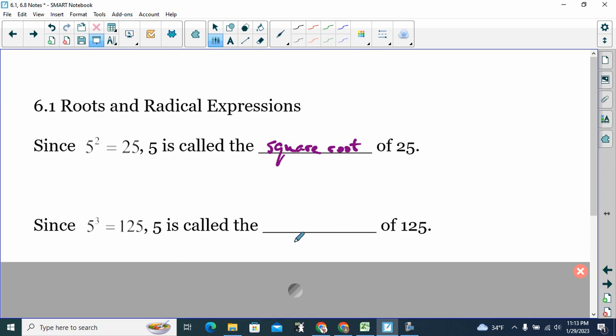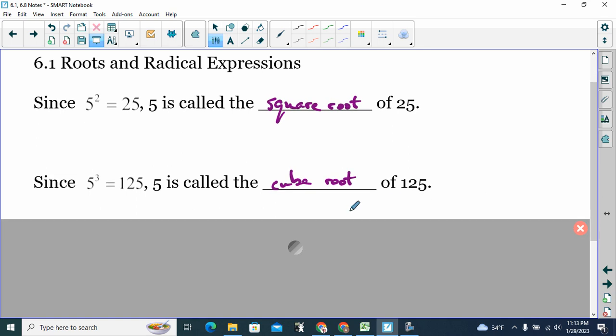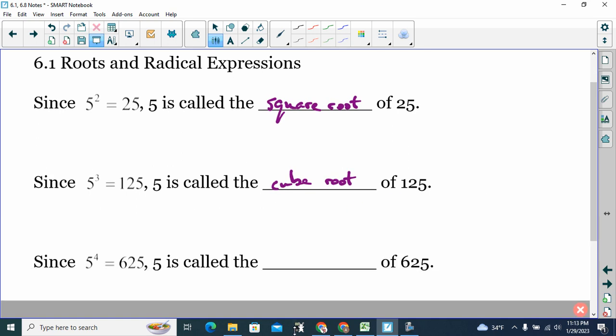5 cubed is 125. 5 is the cube root. Five to the fourth power gives us 625. We don't have a special name for roots past cube roots. They're just called fourth roots, fifth roots, and so on. 5 is the fourth root of 625.